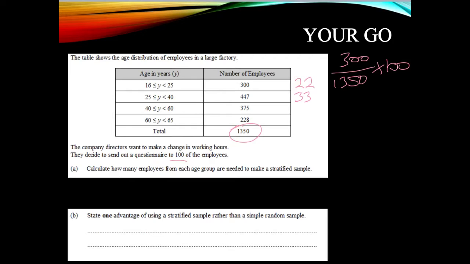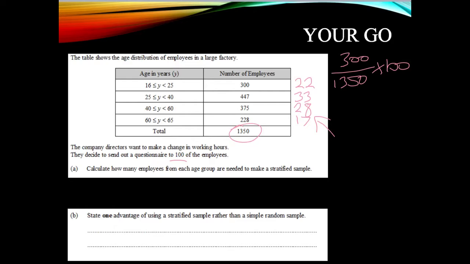And then for the third we have 27.77, which rounds up to 28. And for the final one, we have 16.88, which rounds up to 17. So the total number of people we've found here.